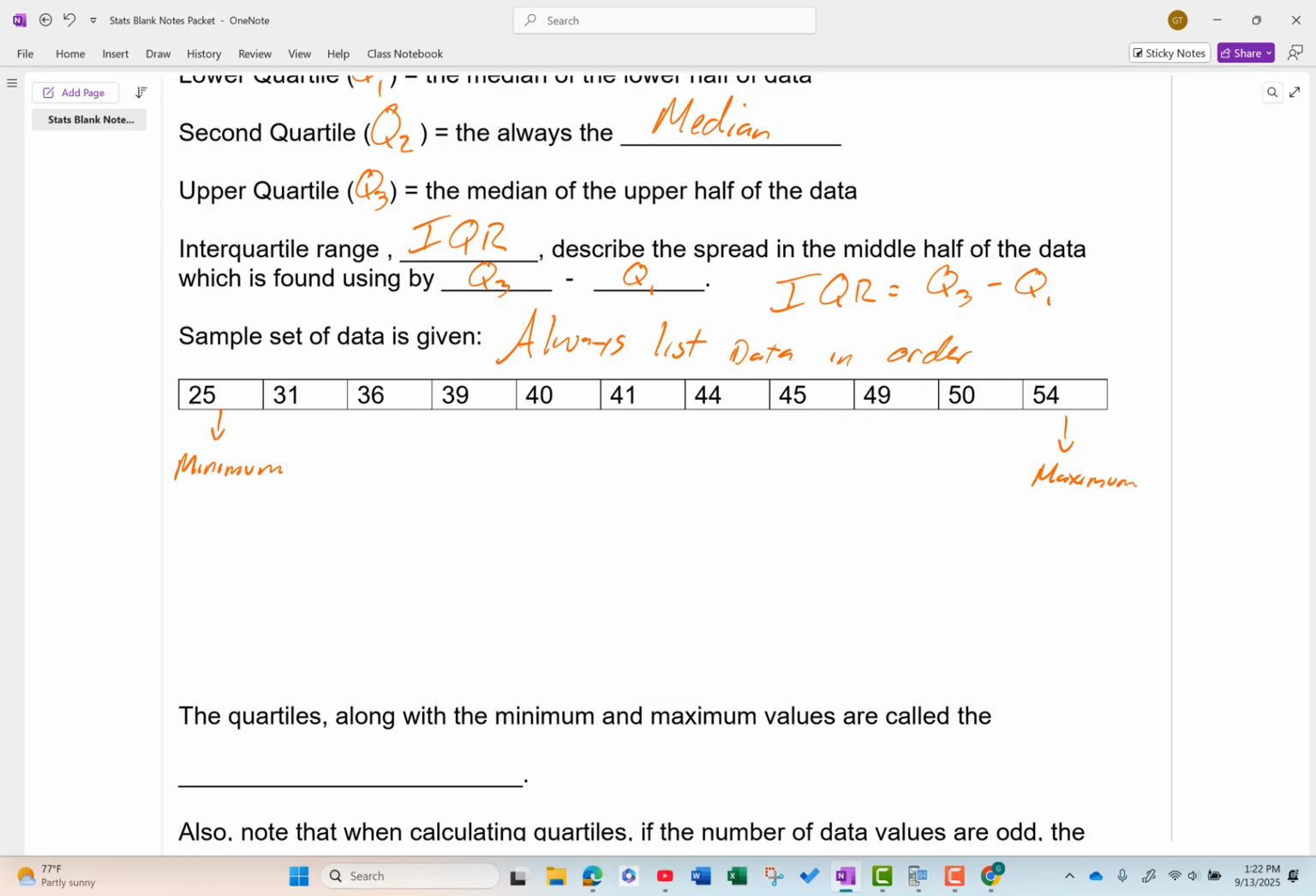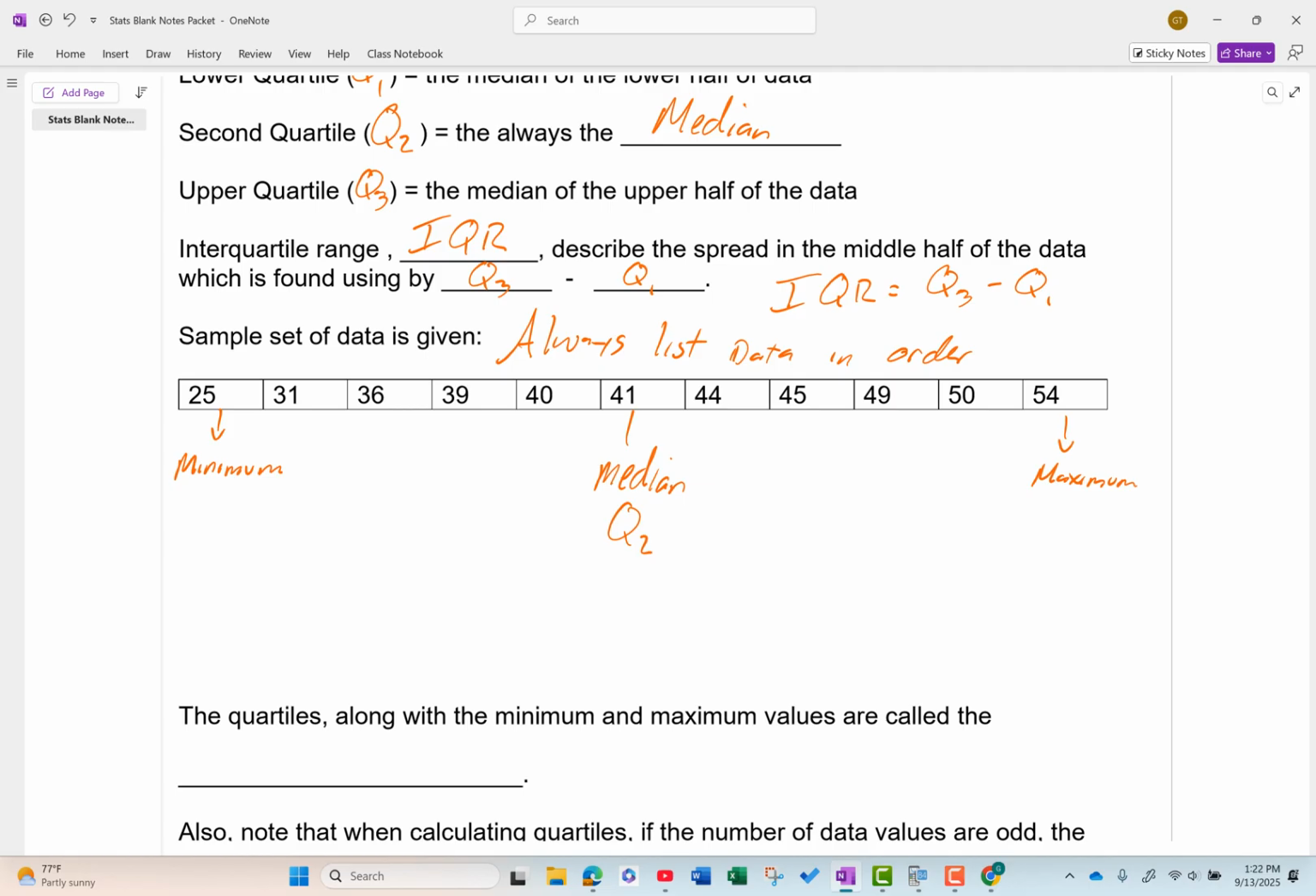Now, if I look for the middle value, I see that I have 1, 2, 3, 4, 5, 6, 7, 8, 9, 10, 11. That is an odd number, so I can find the middle value itself listed, and that is going to be my median. So it'll be 1, 2, 3, 4, 5, 6. This is my median, which is also known as Q2.